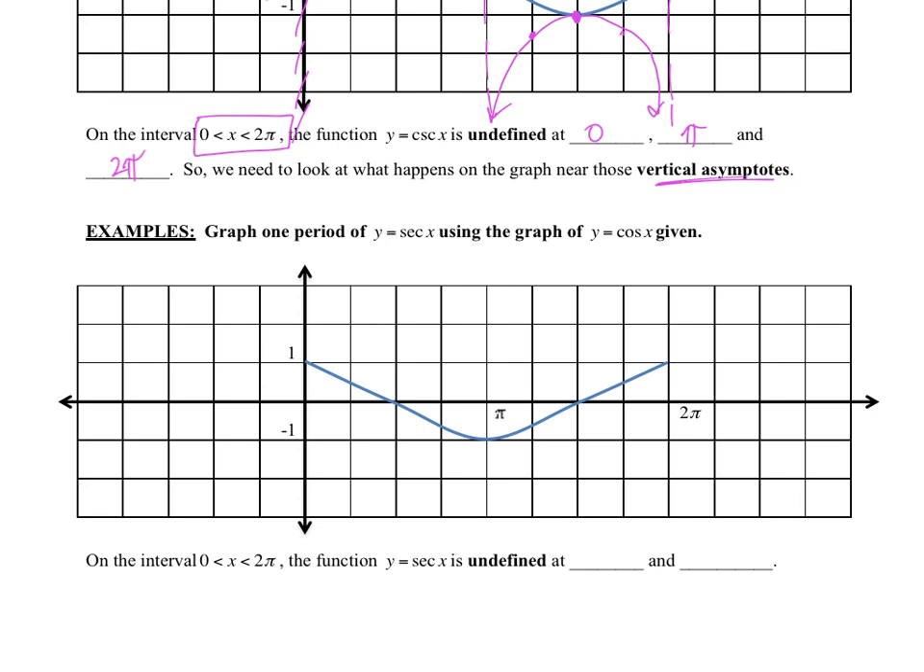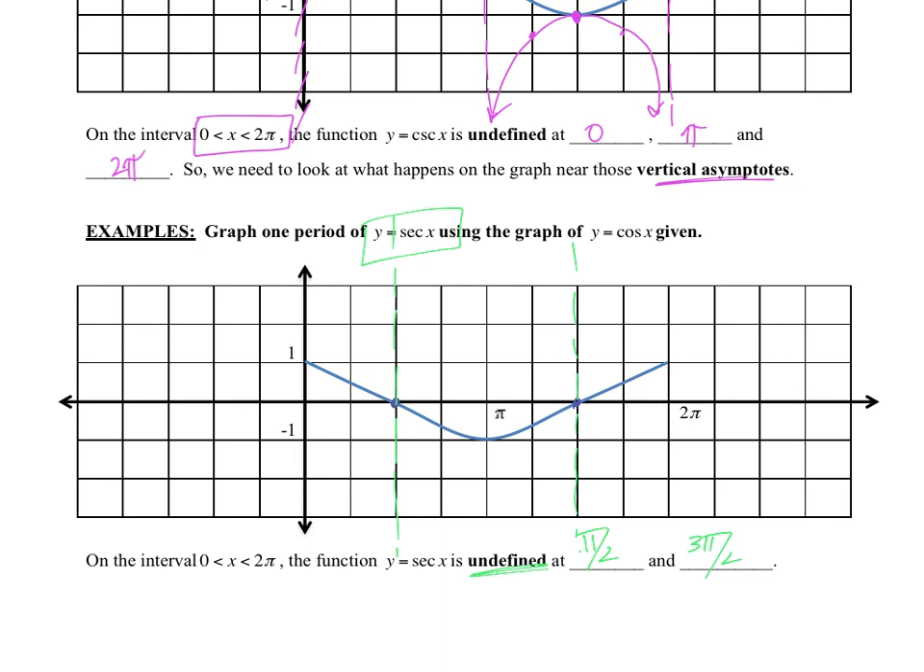So again, I have a cosine graphed here. And let's focus on some important things. So cosine is 0 at pi over 2. And again, 3 pi over 2. So because these are reciprocal functions, I'm telling you that the secant, okay, is undefined at those two spots, at pi over 2 and at 3 pi over 2. Because when that's 0, the reciprocal is undefined.